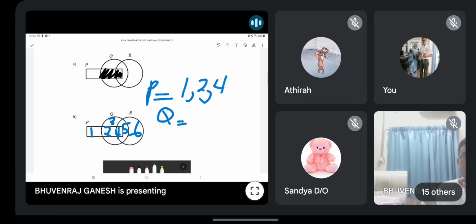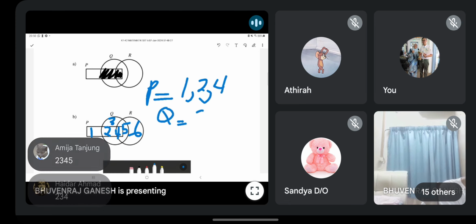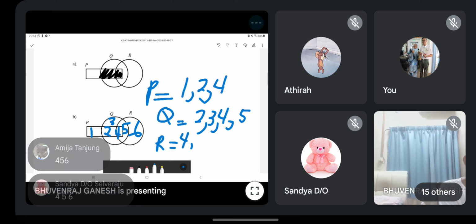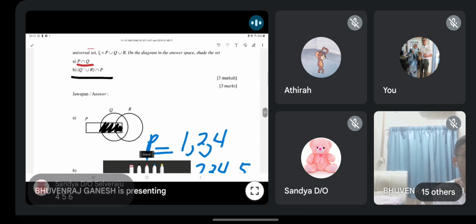What is represented by Q? Yes, very good. 2, 3, 4, 5. How about R? Yes, 4, 5, 6. So now, you just directly look at the question and do the operation.